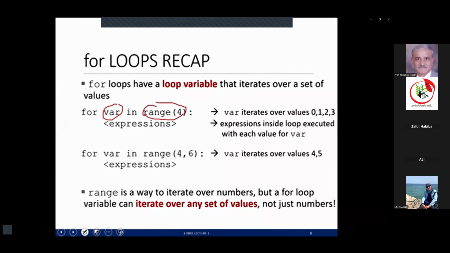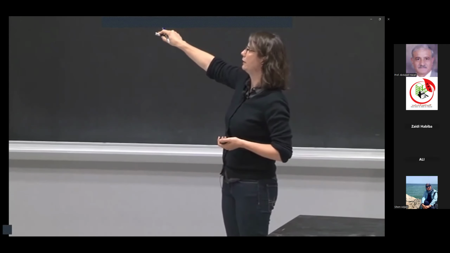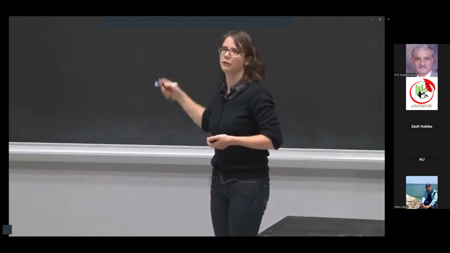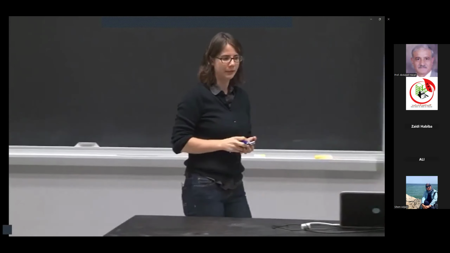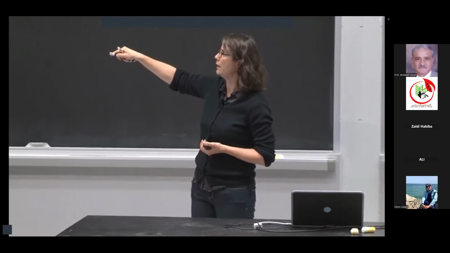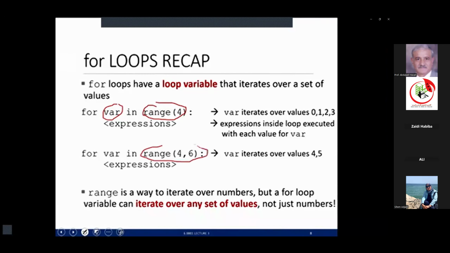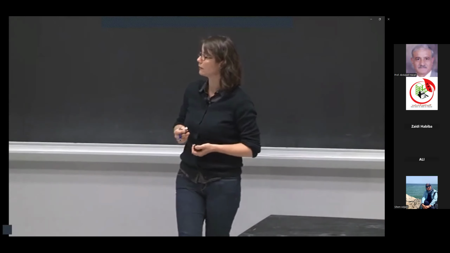So the very first time through the loop, var has a value of 0. It does the expressions in the loop. As soon as they're done, var takes the value 1. It does all the expressions in the loop, and then var takes the value 2, and it does that all the way up, and the last time it goes around is with var equal to 3. And remember, we said that we can customize our range in order to start from a custom value, to end at a different value, and to skip certain numbers.